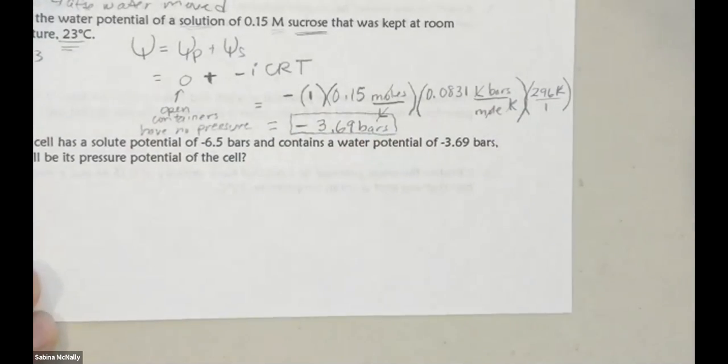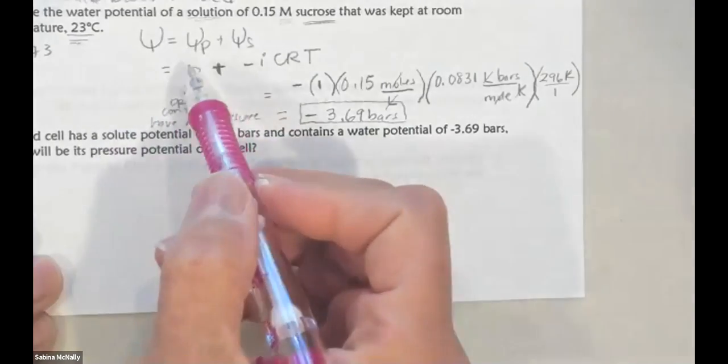Does that make sense how we did that? And again, pressure is 0 because it's an open container. If this is a cell and they're not telling you pressure, it's 0 because it's a flaccid cell.